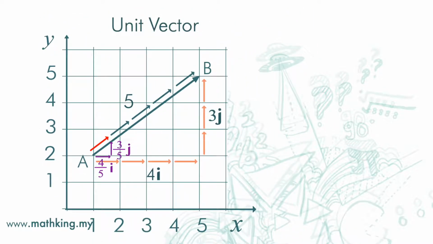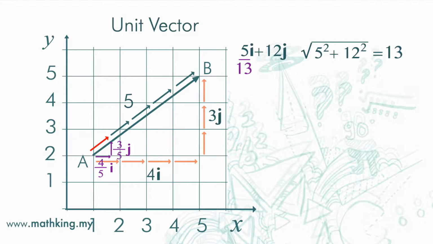If we have vector 5i plus 12j, in this case, the magnitude is the square root of 5 squared plus 12 squared, which is 13. Then, the unit vector in the direction of this vector is 5 over 13 i plus 12 over 13 j.